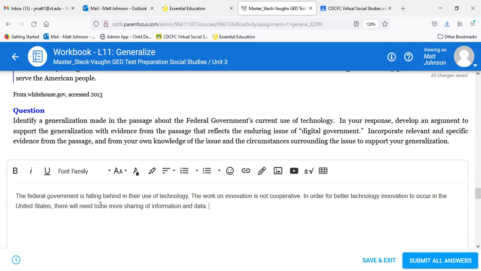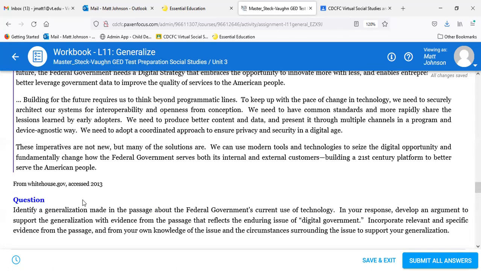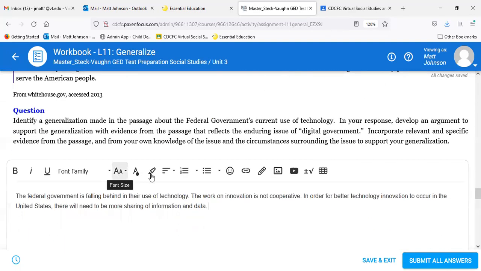So, identify a generalization made in the passage. Largely, the federal government is falling behind in their use of technology. The work on innovation is not cooperative. In order for better technology innovation to occur in the United States, which really speaks to that second paragraph again, there needs to be, largely that's what this is arguing, right? That there needs to be more sharing of information and data. Does that make sense to everybody, what we're doing here? Yes, it does. Okay. Everybody able to copy that down?